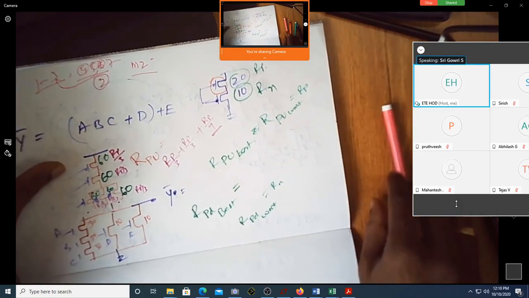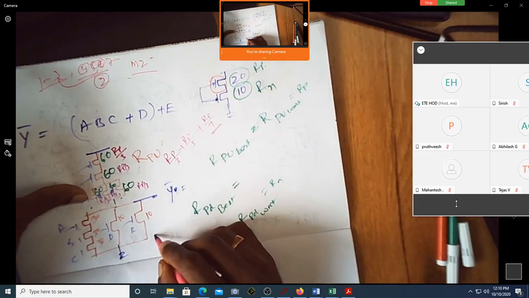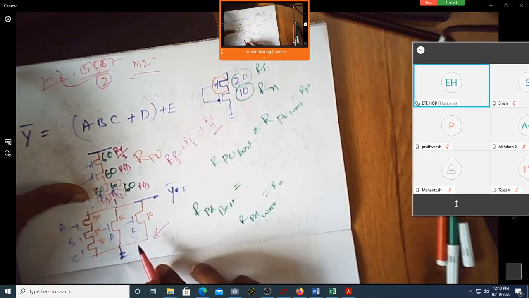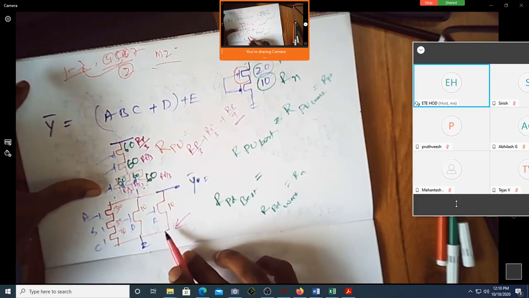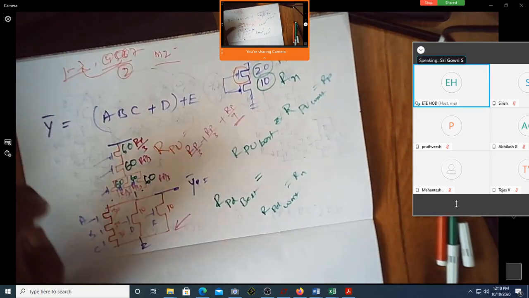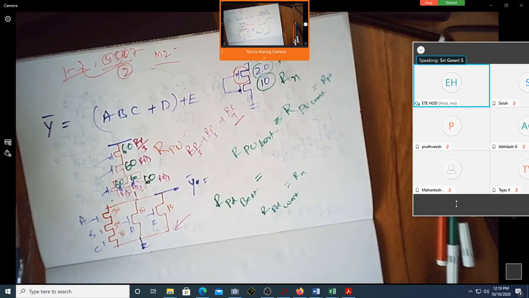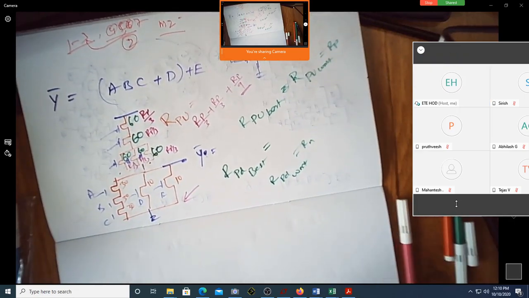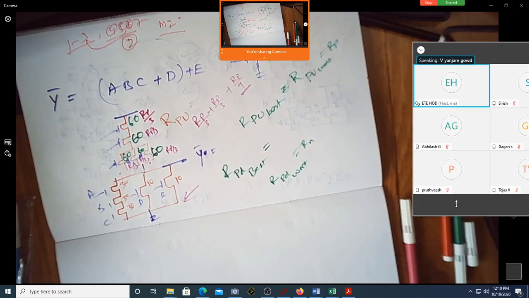Okay, what is the worst possible pull down? Is it RN? RN. Yes, sir. What are the best possible? What are the best possible resistance? RN by 3. Uh-huh. RN by 3.